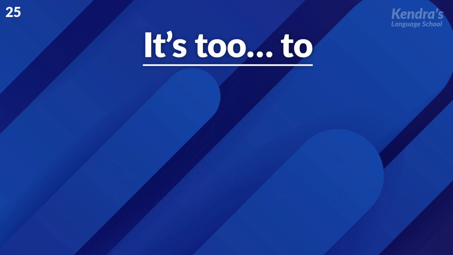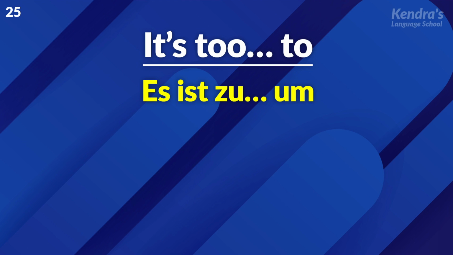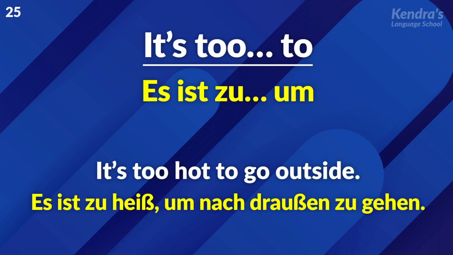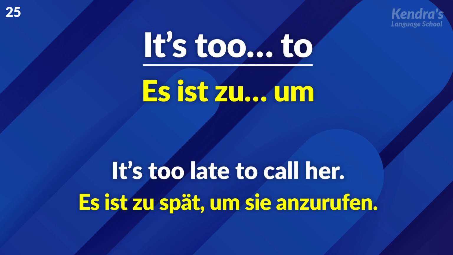It's too. Es ist zu. It's too. Wird verwendet, um eine Extremsituation zu beschreiben, die eine bestimmte Aktion verhindert. Es ist zu heiß, um nach draußen zu gehen. It's too hot to go outside. Es ist zu spät, um sie anzurufen. It's too late to call her.